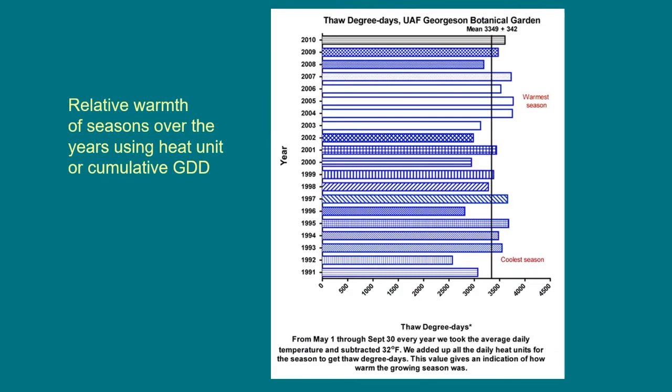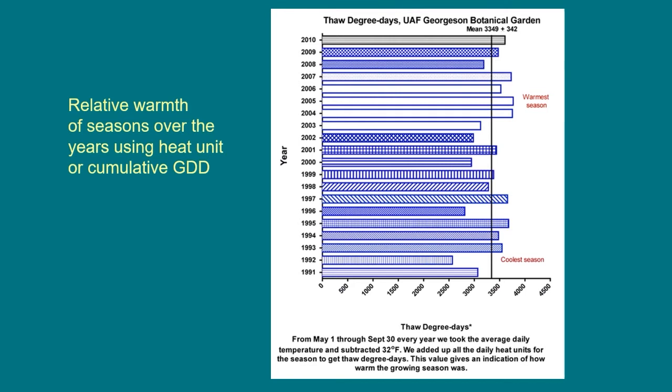Because of a lack of consistent long-term crop and weather data, the use of cumulative growing degree days in Alaska to predict individual crop harvest dates is rare. Often, cumulative growing degree or thaw degree data are used to provide a broad overview of the relative warmth of the season from year to year.